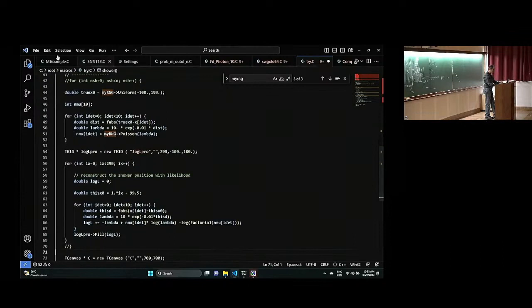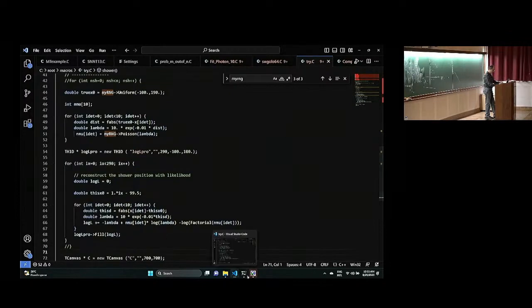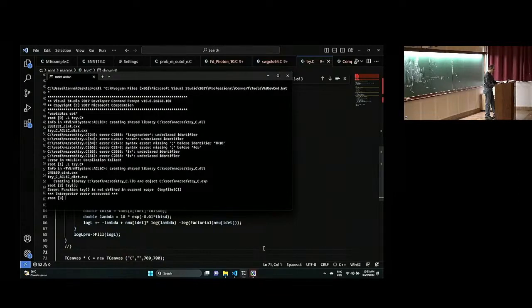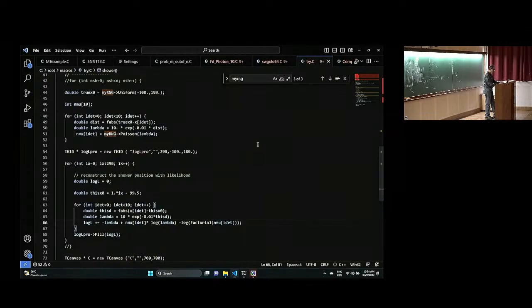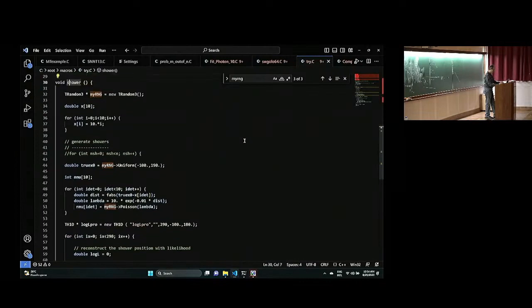Okay. Let's see if this works. Maybe there is something else to fix, but let's try. Okay, and I can launch try.c. Why? I did not call it try. What did I call it? Oh, okay, let's call it try.